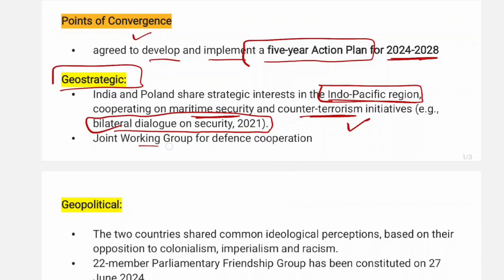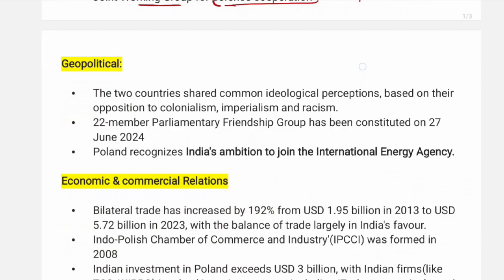There is joint working group also formed for the defense cooperation, defense modernization. It is important for India's defense export diversification, as well as India is attracting investment to modernize Indian defense sector, as well as to promote Make in India in the defense sector in India.